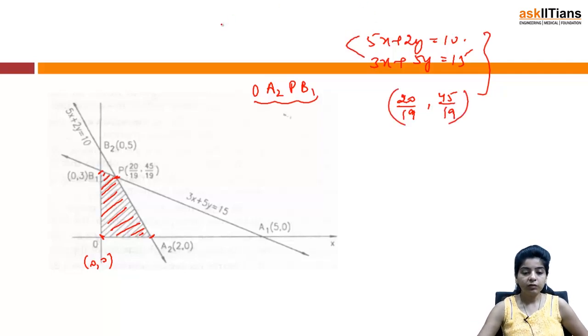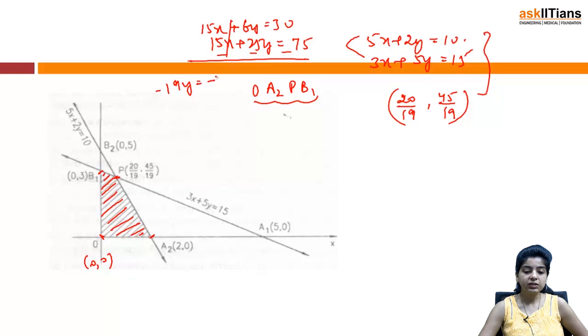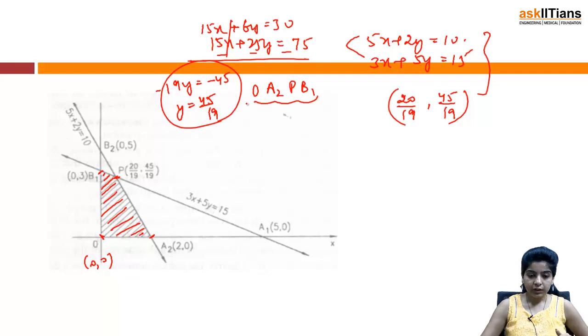If you want, I can also solve it out. I multiply this by 3 and I get 30, then 5 times 5 means 25y, which comes out to be 75. Just subtract these and we have minus 19y equals minus 45. So y comes out to be 45 by 19. Similarly, you can find x. Now we have obtained the points.